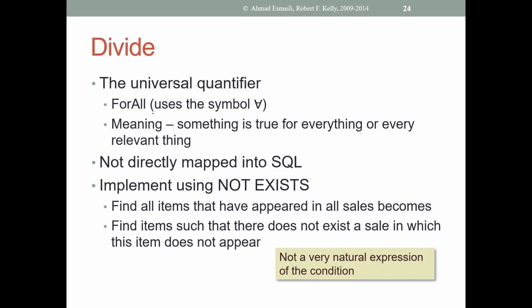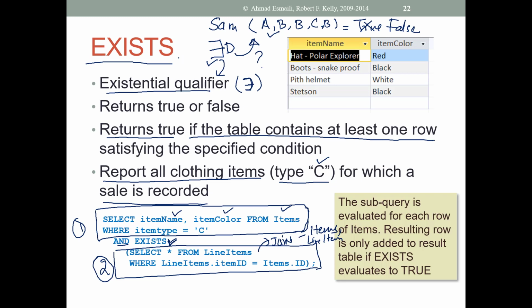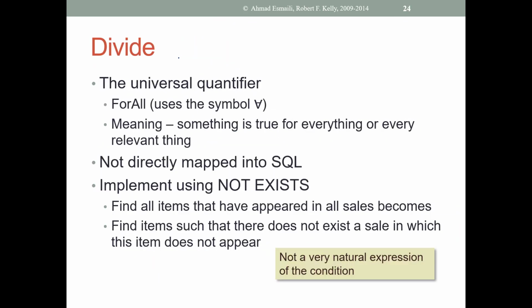Because we have already seen the existential quantifier. This is the existential quantifier. Let me write that here. We will look at the universal quantifier. The symbol is this thing. We have already seen the existential quantifier, which was this symbol, right? And for that we have EXISTS as a clause.